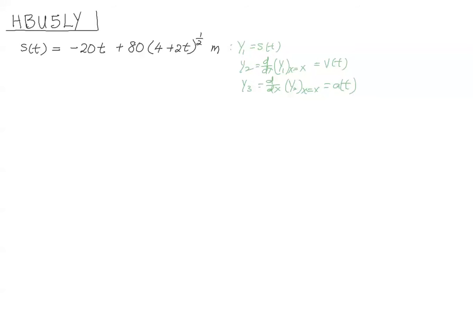Okay, so the first part of the question is, you are supposed to find velocity and acceleration function. So we are supposed to differentiate s(t) to get the velocity function. Okay, so the first term, what is the derivative of negative 20t?